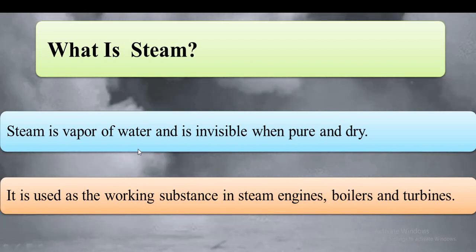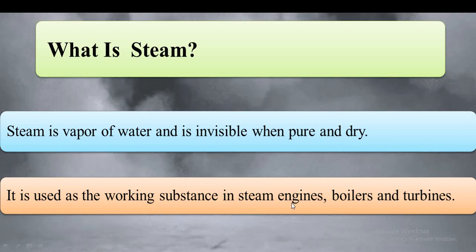Steam is nothing but the gaseous form of water which is invisible when it is pure and dry. So just here in the background you can see this is nothing but steam. It is used as a working substance in many applications. For example, we can consider steam engines or boilers and turbines. So this steam is used basically in thermal power plants for generating electricity.